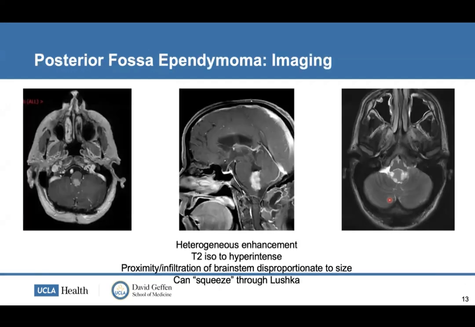On imaging, these demonstrate heterogeneous enhancement. They are T2 iso to hyperintense. They look like they're being squeezed through the foramen of Luschka for larger tumors. And their proximity and infiltration to the fourth ventricular floor and brainstem is disproportionate to the size of these tumors, suggesting the site of origin is really coming from the ependyma in that location.